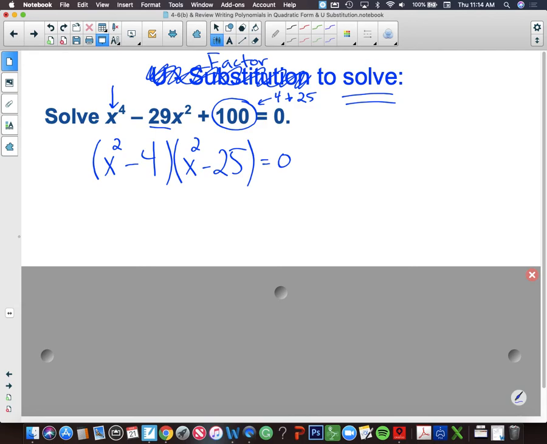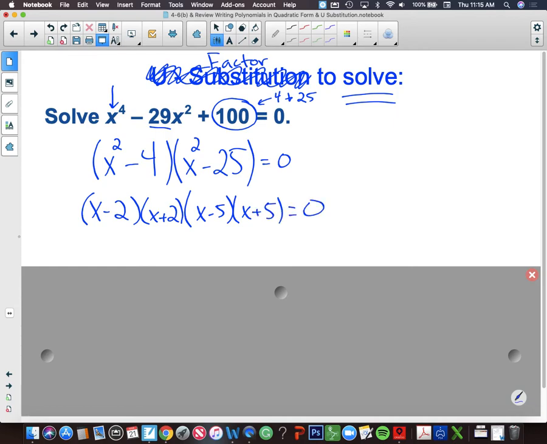X squared minus 4, x squared minus 25. Do I got more patterns going on? Yeah, I got difference of squares going on in both of them. So I have x minus 2, x plus 2. All right, so if you forgot difference of squares, this is where it comes back pretty heavy. And then we're going to have x minus 5 and x plus 5.